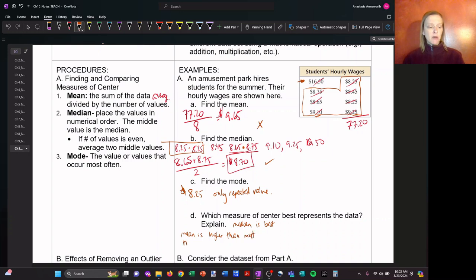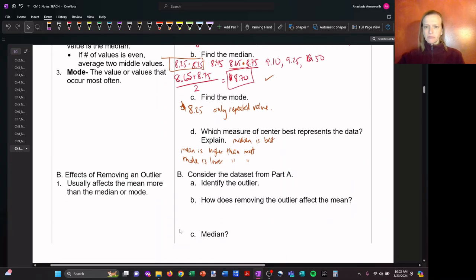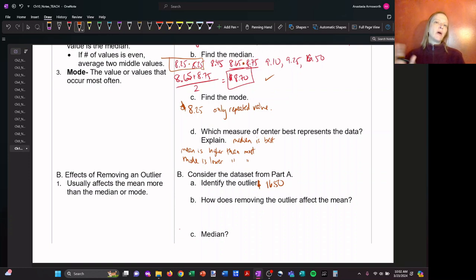And we see that the mode is lower than most of the data. So let's focus on that $16.50. There's a word to represent an unusually high or unusually low value, and we call that an outlier. So that $16.50 from this data set is the outlying value. It's unusually high. And the next question is asking, what happens if we remove that outlier? What happens if we take it out of the data set?